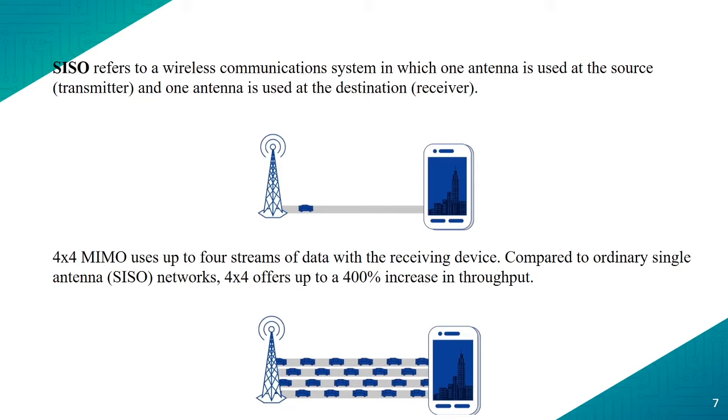SISO requires no processing in terms of various forms of diversity that may be used. However, the SISO channel is limited in its performance too. Interference and fading will impact the system more than a MIMO system using some form of diversity.